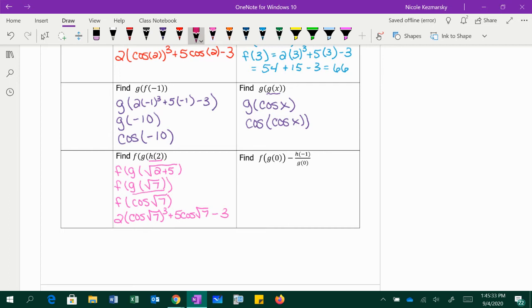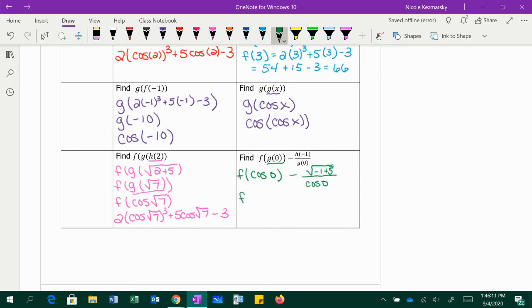And the last one has a little bit of everything. So we've got a little composition, we've got a little division. Let's give it a shot. So on the outside here, I'm going to work on the g of 0. So I'm going to say f of g of 0 is cosine of 0. Over here, h of negative 1, well, that's going to be square root of negative 1 plus 5 over g of 0, which is cosine of 0. So we've got that in a couple of places.